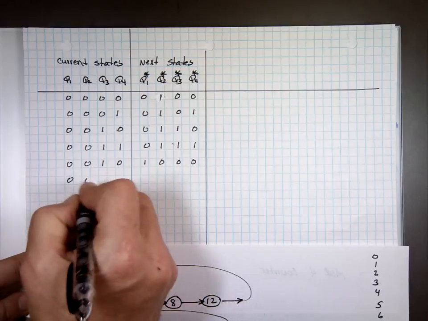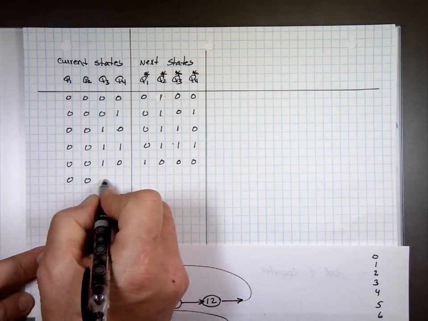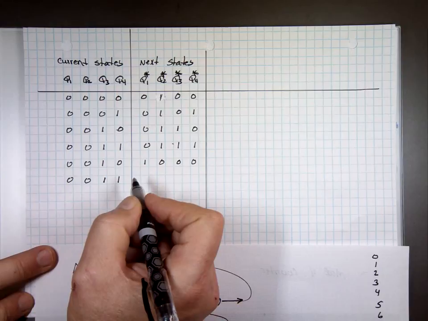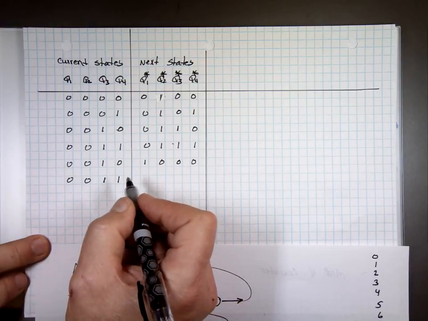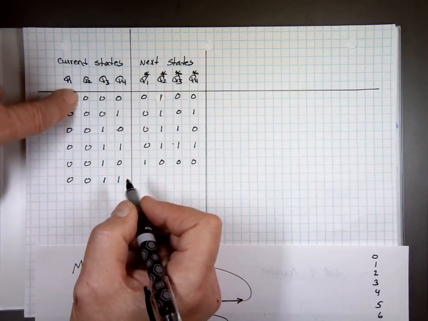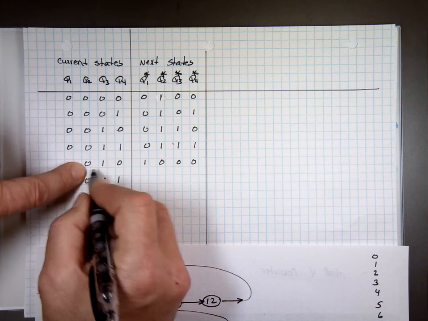Did I do the right one here? No, I think it's 1, 0, 0, 0. Okay, 0, 1, 1, 1. That should be 1, 0, 0, and 1, 0, 1. Yep.